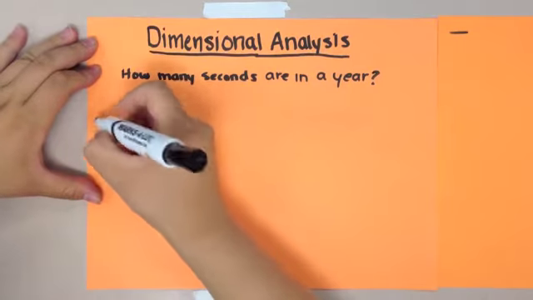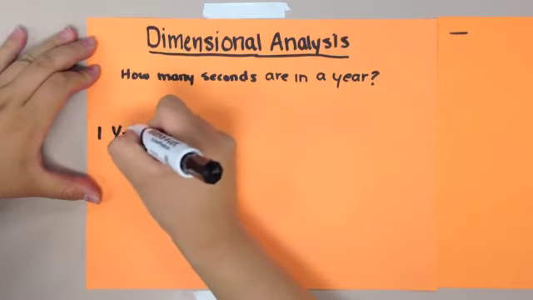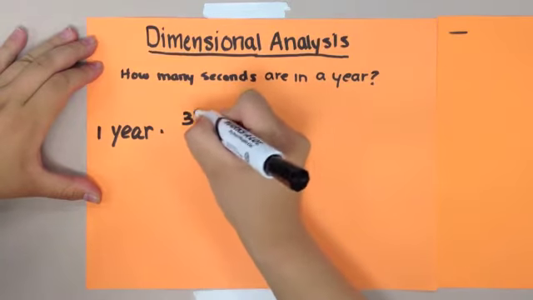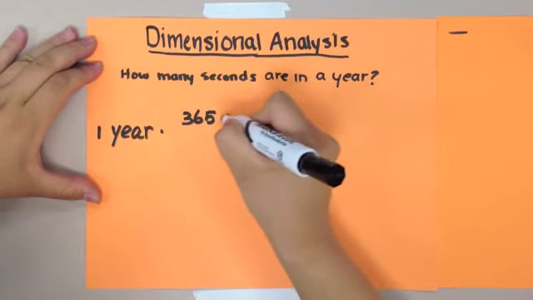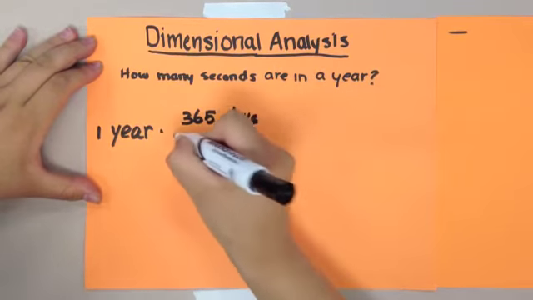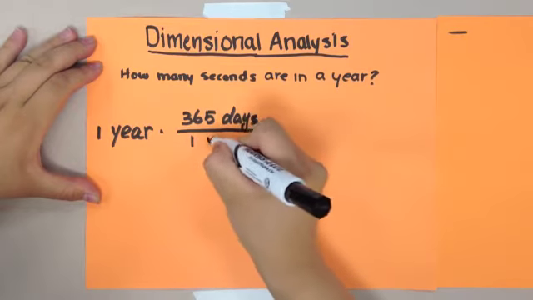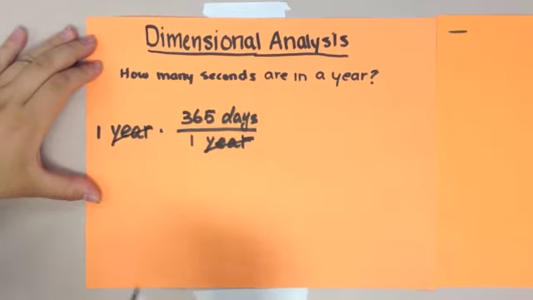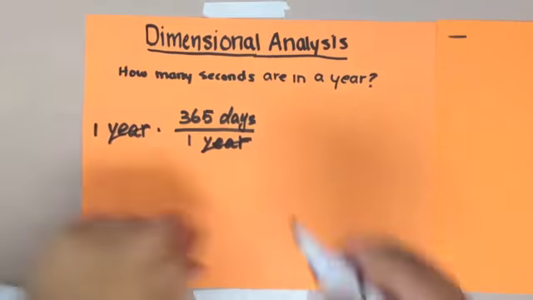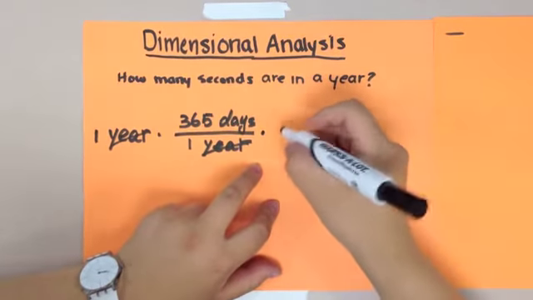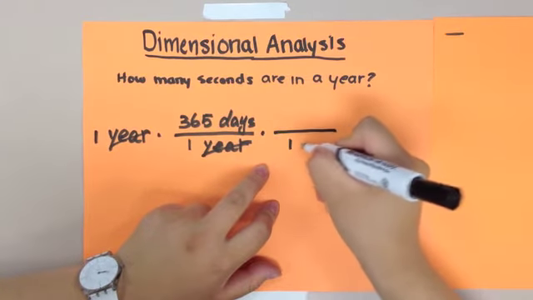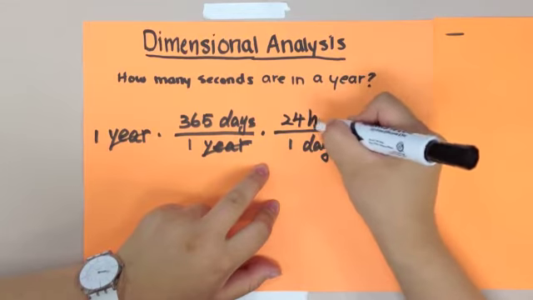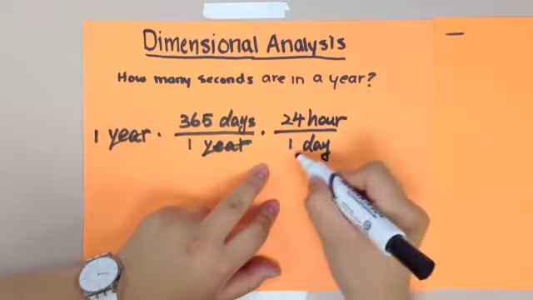We start with what we know. 1 year is equal to 365 days. So we put 365 days on the top, and we line up 1 year on the bottom. At this point, we can cross out the year, and then we can convert from years to days. Next, we go from days to hours. We know that in 1 day, there are 24 hours. So we cross out the days.